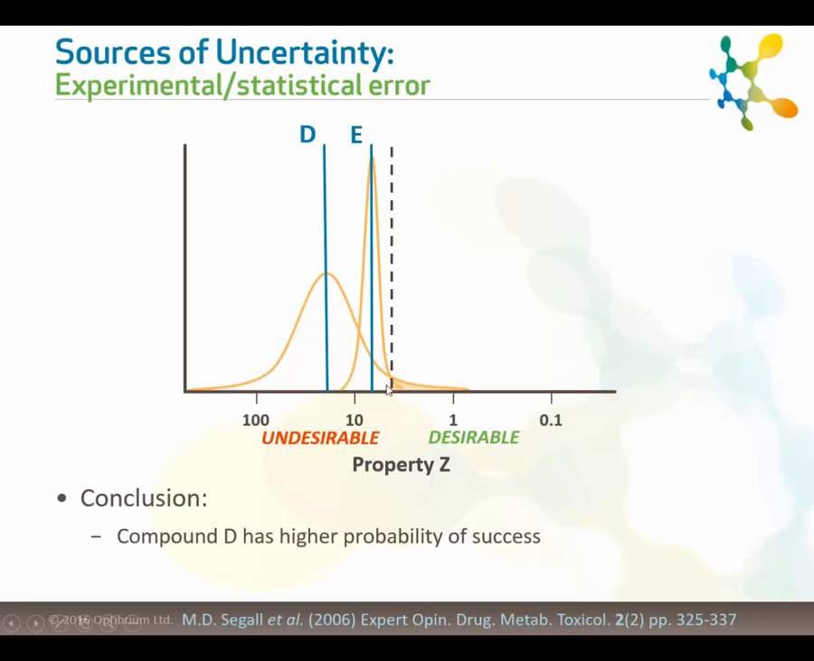And so, in this case, a more appropriate decision might be to take compound D forward. It has a higher probability of success. Now, of course, we'd want to address that by repeating some measurements and getting a tighter value for that property for compound D. But that might be a better investment of our resources, time, and effort.